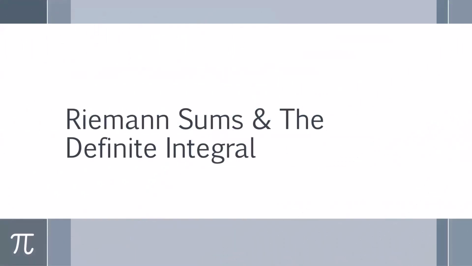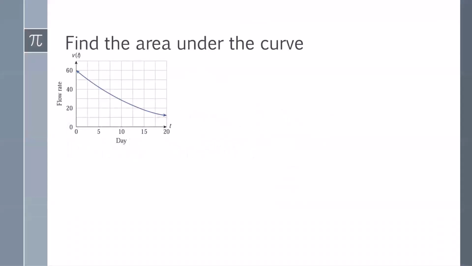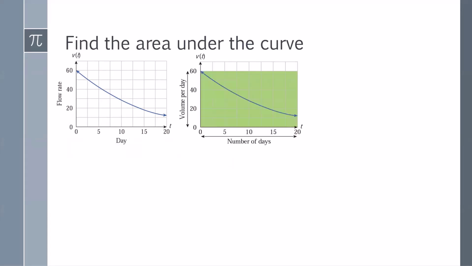Riemann sums and the definite integral. As an example, we want to find the area under the following curve. We want to find it between t equals 0 and t equals 20. The first thing we might try is to put a solid rectangle that starts out at a height of 60 and goes to time 20.